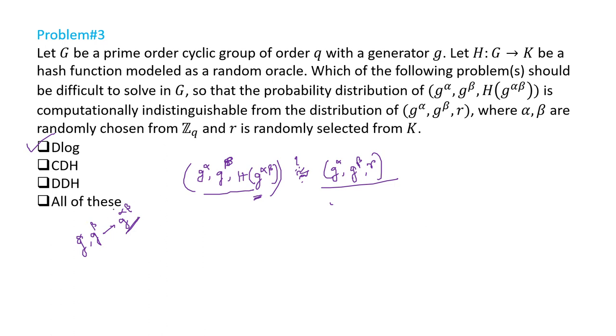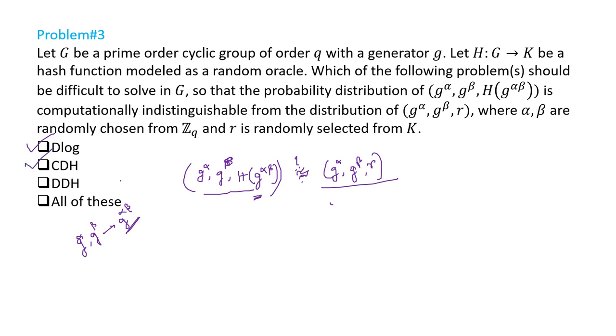Then once you know g to the power alpha beta, you can query the random oracle with g to the power alpha beta and see the value of h of g to the power alpha beta, and then check again whether it is equal to the third component of your sample or not, and you are able to distinguish. So to keep these two distributions indistinguishable, you need the CDH problem to be hard. So this is also necessary.